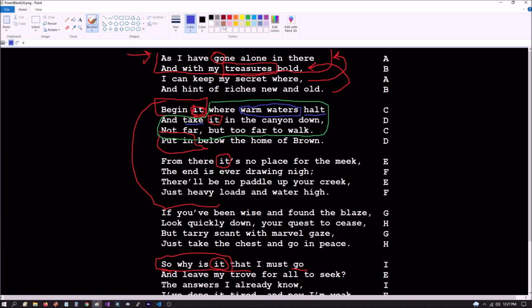He just got done telling you that these lines above are his definition of the home of Brown. Okay, so basically you're going to begin it at the home of Brown. And where's the home of Brown? Well, it's where warm water halt, take it in the canyon down, not far but too far to walk.